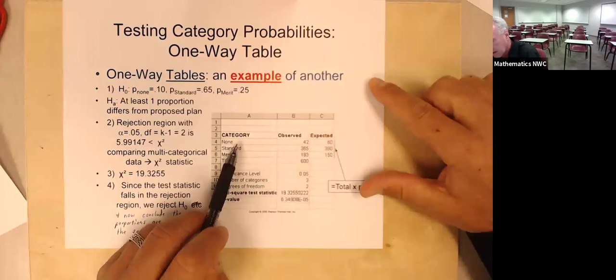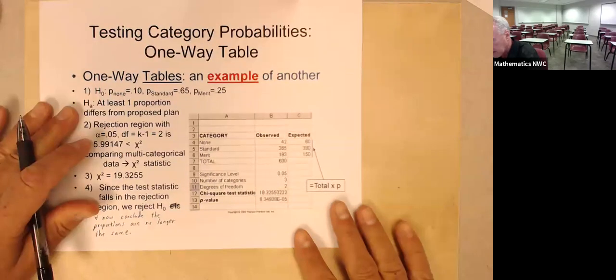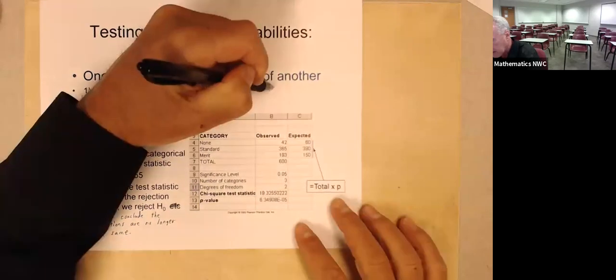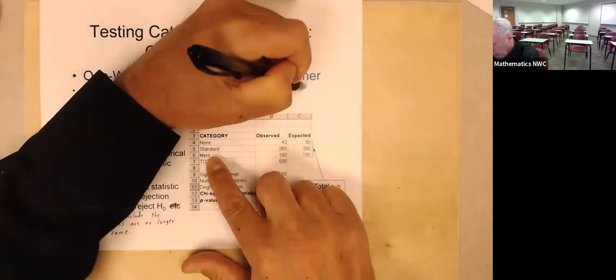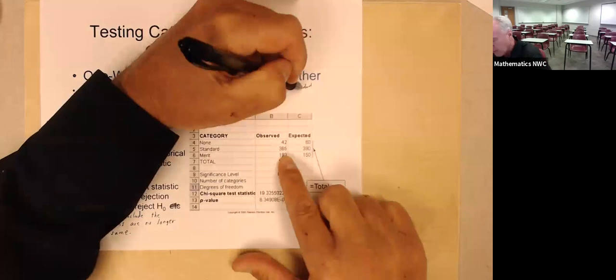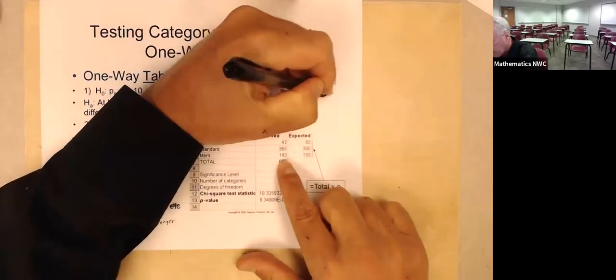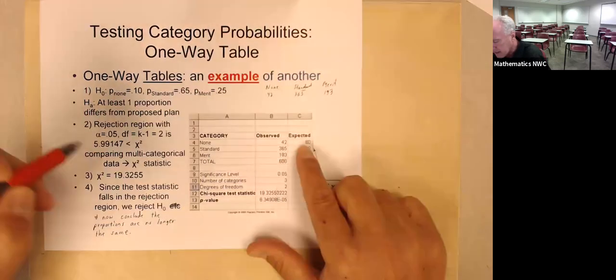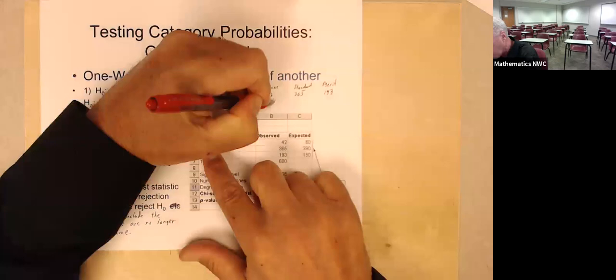Okay. If I were to make this out on a table, it would have looked like this. None, I actually got 42. Standard, I actually got 365. And merit, I got 193. What did I expect? I expected to get 60 in that category. I'm going to put that in red and in parentheses just to indicate that's what I expected. I expected 390 in the standard.